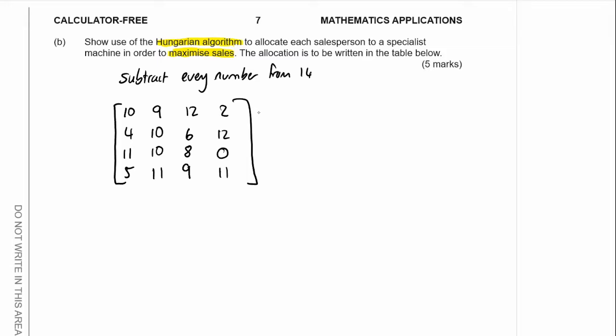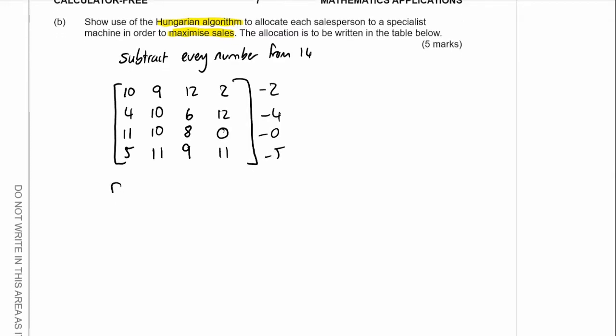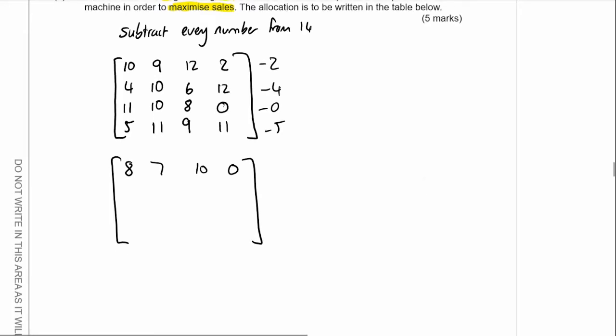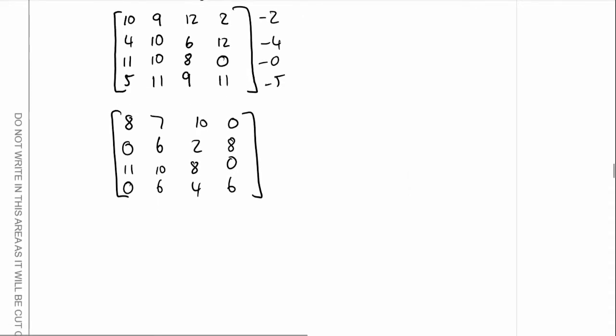So we'll subtract the smallest number in each row. So minus 2, take away 4. We can take away 0 there. You don't really have to do that. And we can take away 5. So when we've done that, 10 minus 2 is 8, 9 minus 2 is 7, 10, 0, 0, 6, 2, 8, 11, 10, 8, 0, and 0, 6, 4, 6. All right, we subtracted the smallest number in each row.